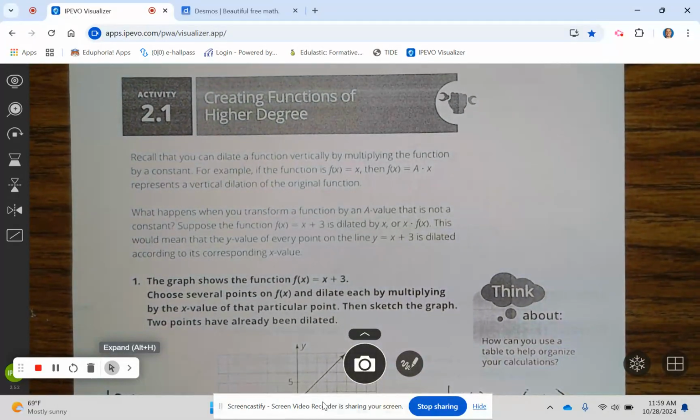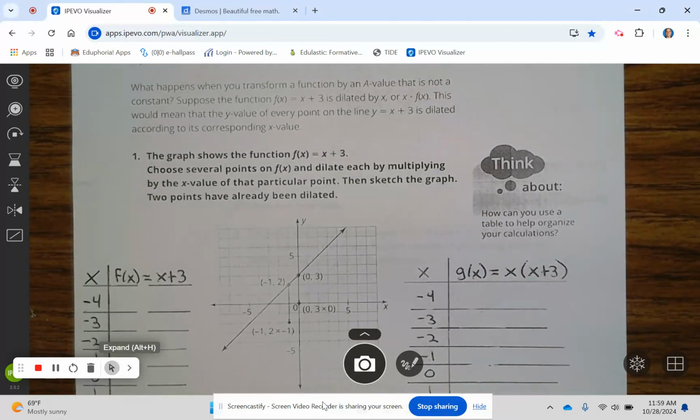All right, 2.1, creating functions of higher degree. Recall that you can dilate a function vertically by multiplying the function by a constant. For example, if the function is f of x equals x, then f of x equals a times x represents a vertical dilation of the original function. What happens when you transform a function by an a value that is not a constant? Suppose the function f of x equals x plus 3 is dilated by x, or x times f of x. This would mean that the y value of every point on the line y equals x plus 3 is dilated according to its corresponding x value.